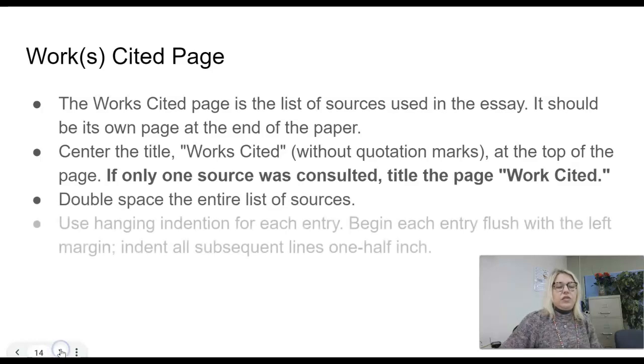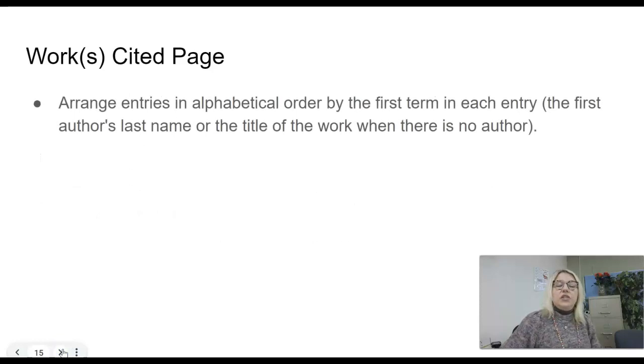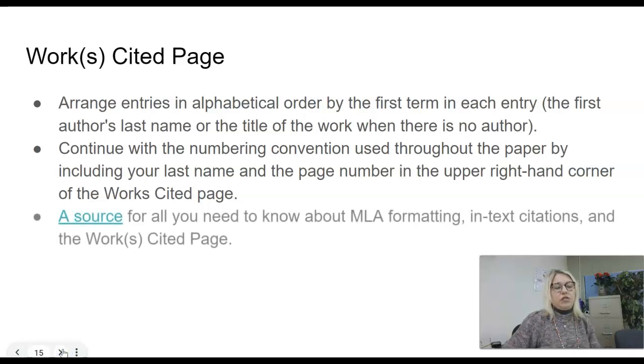Double space the entire list of sources. Use hanging indentation for each entry. Begin each entry flush with the left margin. Indent all subsequent lines 1/2 inch. And arrange entries in alphabetical order by the first term in each entry, the first author's last name or the title of the work when there is no author. Continue with the numbering convention used throughout the paper by including your last name and the page number in the upper right-hand corner of the works cited page.